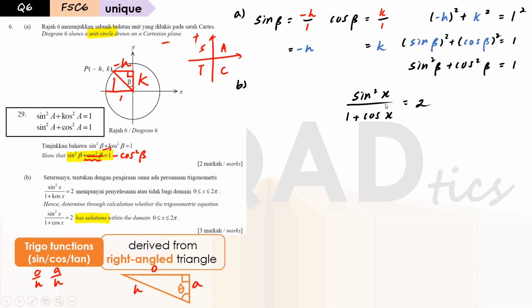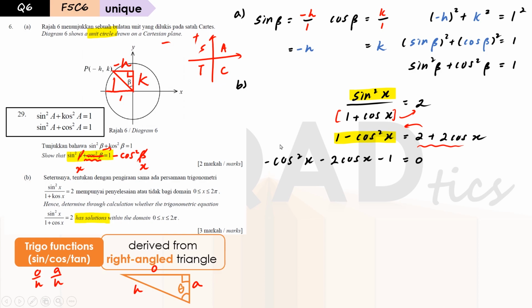Since this question uses x, we cannot use beta, we need to change it to x. So this top part will become 1 minus cos square x. Then for the denominator here, I move it to the other side by multiplying by 2, so it will be something like this. Then I move everything from the right side to the left.